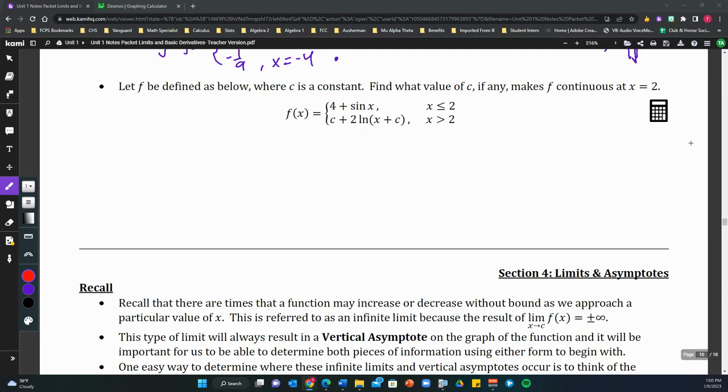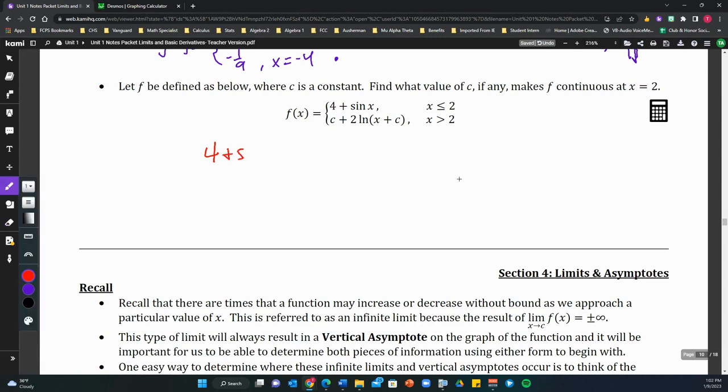We're actually going to go about this the same way, though. x is not an unknown value now in this situation. We have a particular value. c is the unknown. To solve this, we need to make sure that when I plug 2 in for x into both of these, the end results from both pieces equal one another. So let's plug 2 into both of these. For the first half, the left half of the graph, we would end up with 4 plus sine of 2.